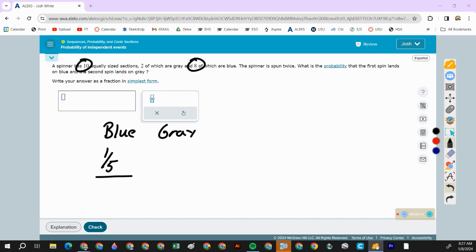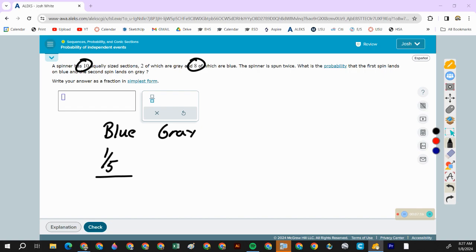What do you think? Does the first spin affect the second spin? No. Those spins are completely independent, right? If we roll a dice once and we get a 6, does that change the chance of getting a 6 on the second roll? No. So those would be considered independent.